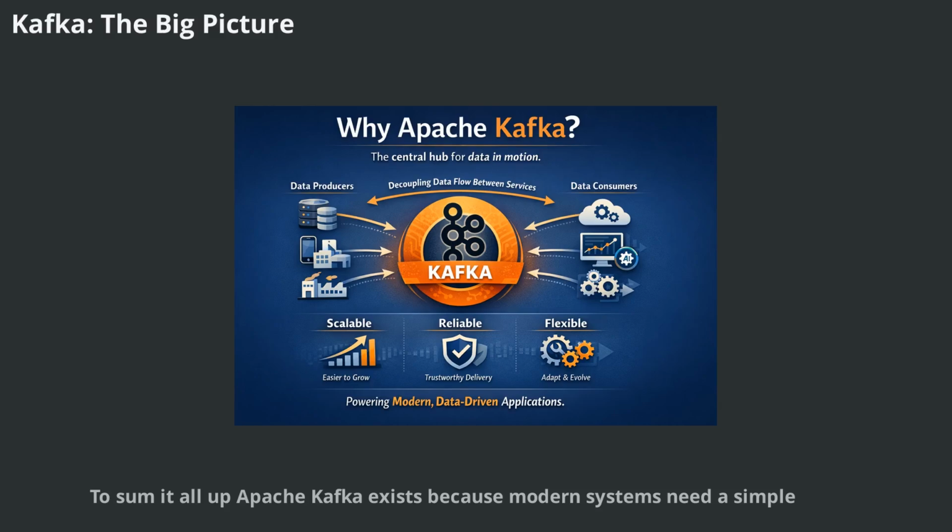To sum it all up, Apache Kafka exists because modern systems need a simple, reliable way to move data between services without everything being tightly connected. By acting as a central meeting point for information, Kafka helps developers build systems that are easier to scale, maintain, and evolve. It's a powerful tool for anyone building complex, data-driven applications in today's fast-paced world.